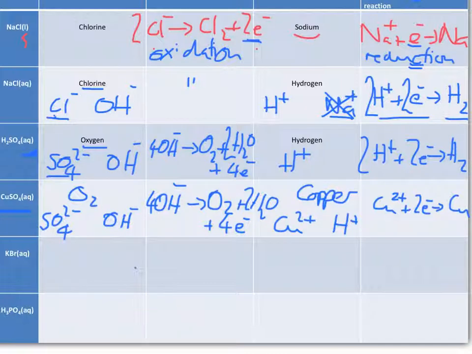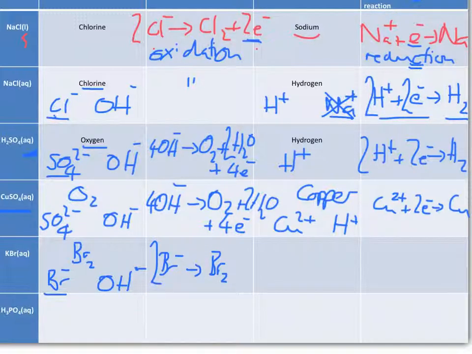Our next example is potassium bromide. So our choice of negative ions is between bromide and hydroxide. Well, bromide is a halide, so we're actually going to get bromine forming, Br2. So that means the Br minus ions are going to be changed into Br2, and each one is going to lose 1 electron in an oxidation.